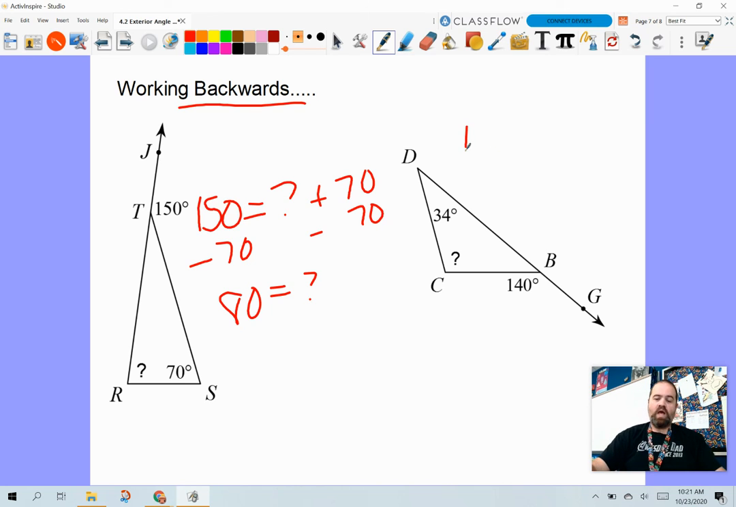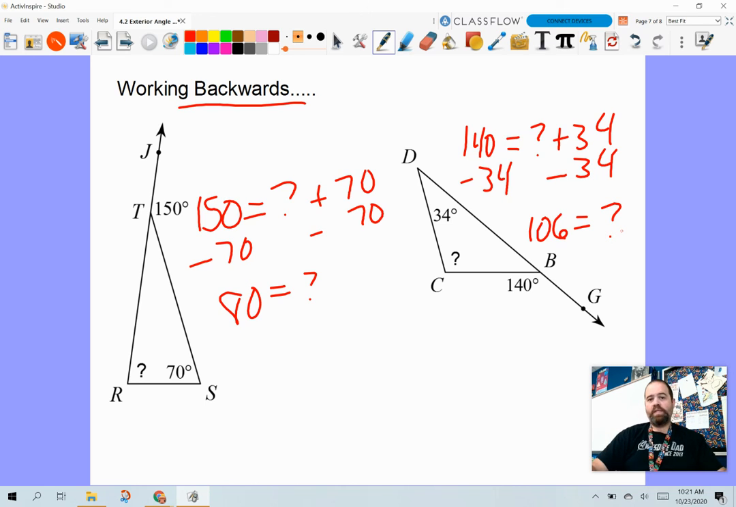Same thing on this one. I know the one on the outside is equal to the two on the inside. So if I subtract out the one that I know, 106 for my missing angle on the inside. Okay, if you know the two on the inside, add. If you know the one on the outside, subtract.